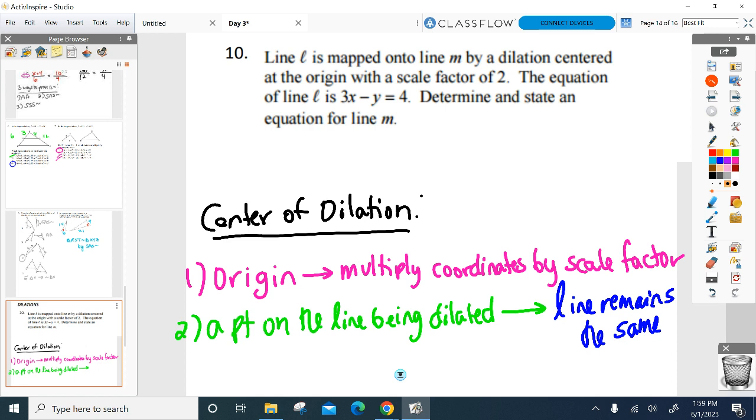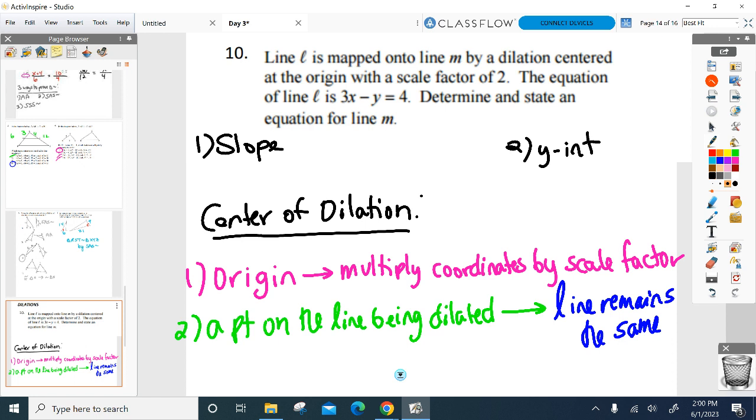Let's answer number 10. I'm going to dilate line L by a scale factor of 2. There's the equation of line L. What's the equation of line M? All right, forget about dilations right now. We've talked about this all week since we started reviewing. If you're asked to write the equation of the line, what are the 2 things I'm going to need to produce for you? I need the slope, and I need the y-intercept. All right, let's get both now.